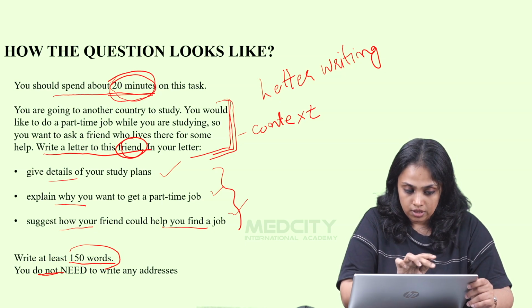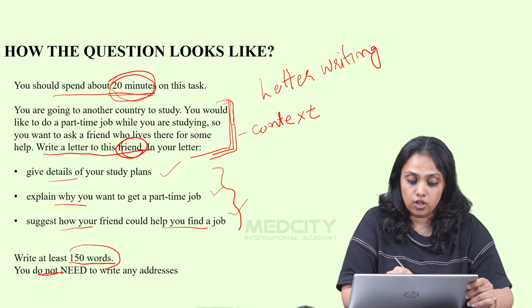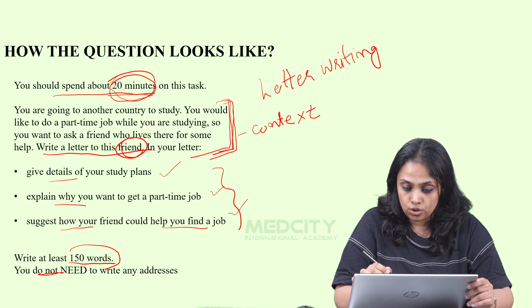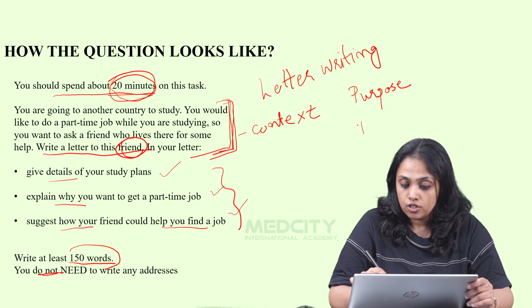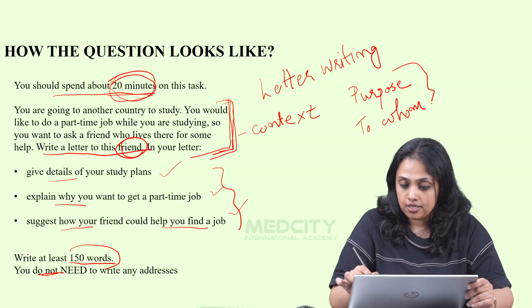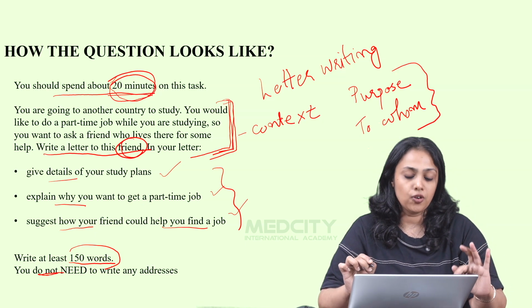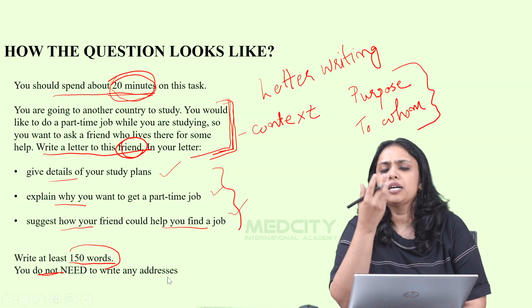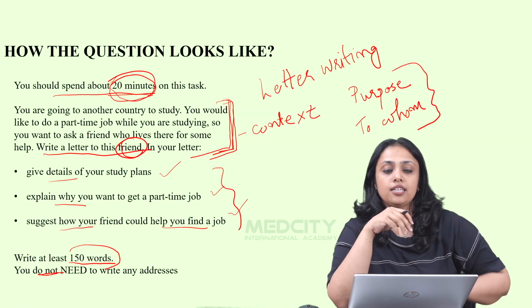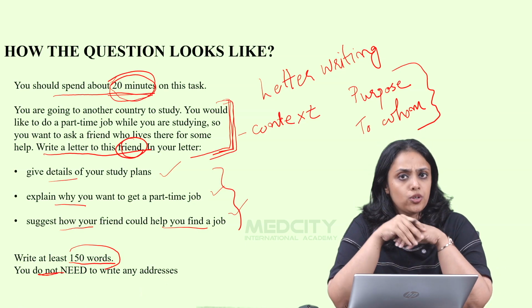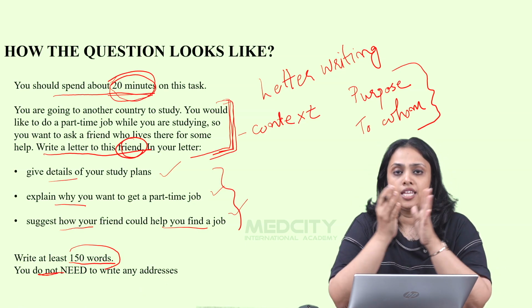So from this first section of the question, you get to know the purpose of writing the letter and to whom you are writing the letter, that is the recipient. These two ideas you get from the first part. Now you might have this question in your mind: will it always be a letter written to a friend? No, it can be to anyone.